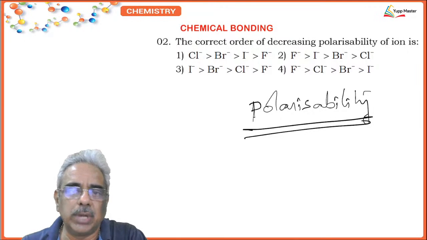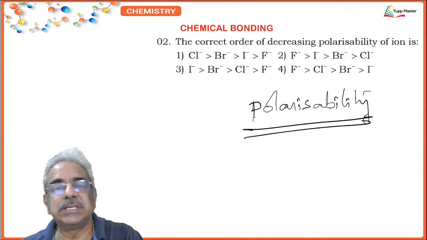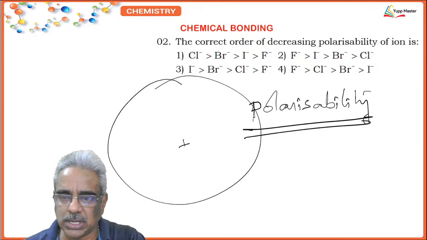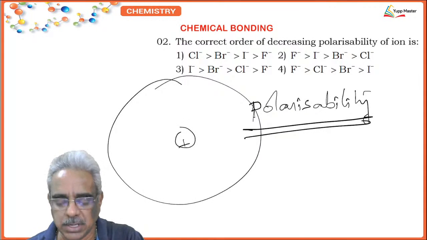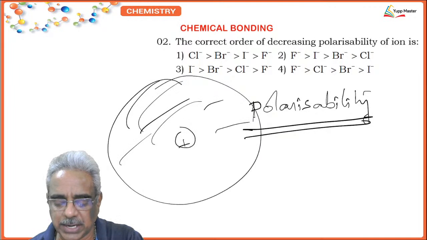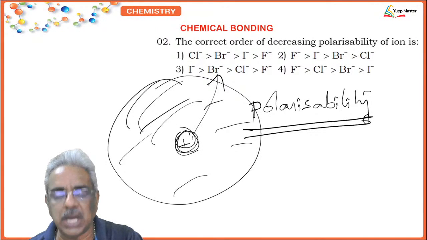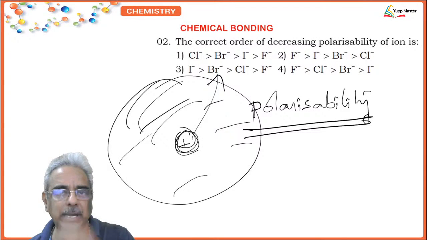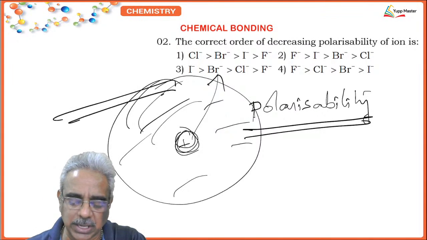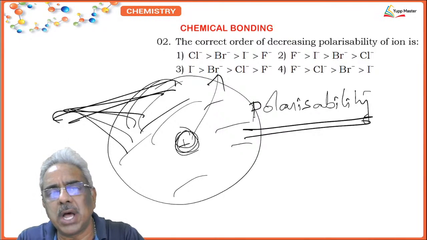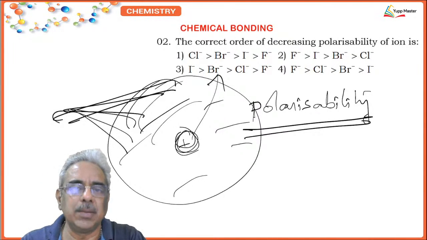Just now I told you, a large anion can be easily polarized because in a large anion, the nucleus will be very much buried inside. There will be many electrons outside. The nucleus is buried very much inside. It will have no control on the outer electrons. So you can easily pull the electron density from such an anion. So if there is a large anion, it is easily polarizable.